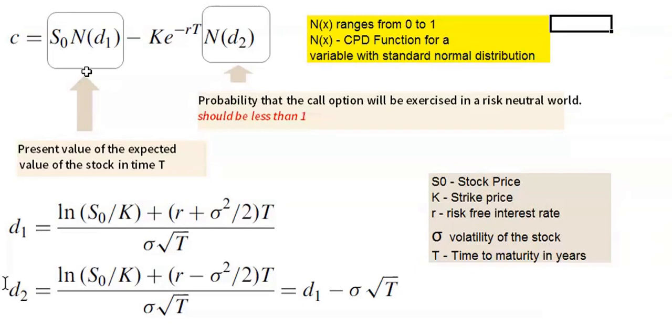Of course the formula might look a bit daunting sometimes if you're looking at it for the first time or not that used to it. So let's try to understand some of the components of this formula. This is the formula to value a European call option based on the Black Scholes model.